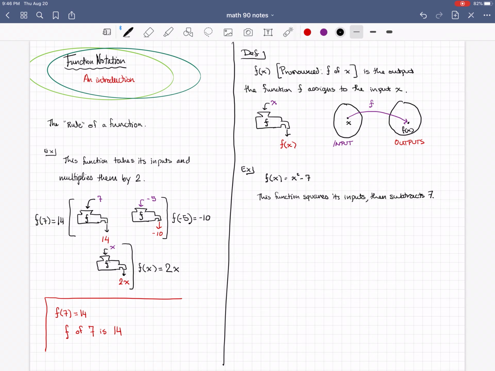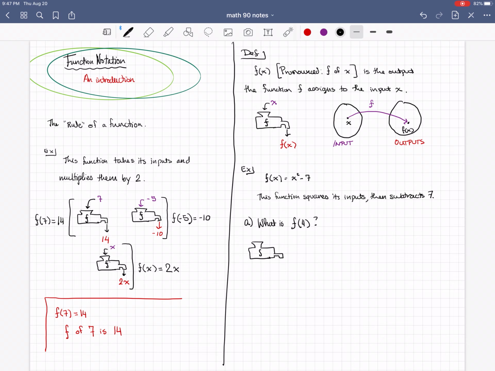Okay. Now, let's ask some questions. Question 1. What is f of 4? Well, let's look here at our definition, and then we'll draw pictures. It'll be great. f of x is the output the function f assigns to the input x. So what I'm asking you here is, and again, here I go with that picture. I'm sure you all love it, and if you don't love it, you probably should learn to love it because we're going to draw it a lot.